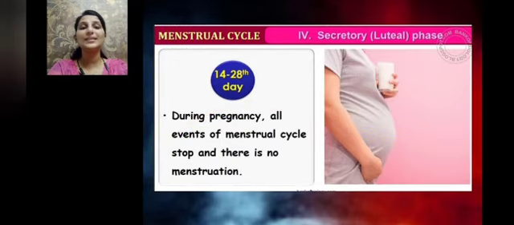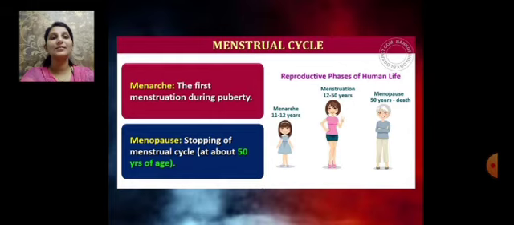So during pregnancy, all the events of the menstrual cycle stop and there is no menstruation. Menarche is the first menstruation during puberty, and the stopping of the menstrual cycle at almost 45 to 50 years of age is called menopause.